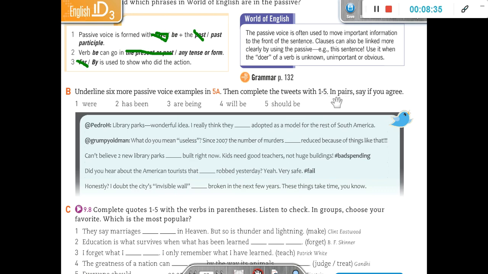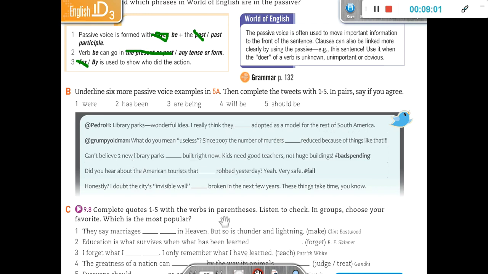It's supposed to be in pairs, of course. You are alone, so don't worry. I'm going to give you the answers at the end as always. You're going to put library parks, wonderful idea. I really think they are being adopted, they will be adopted, they should be adopted as a model for the rest of South America.